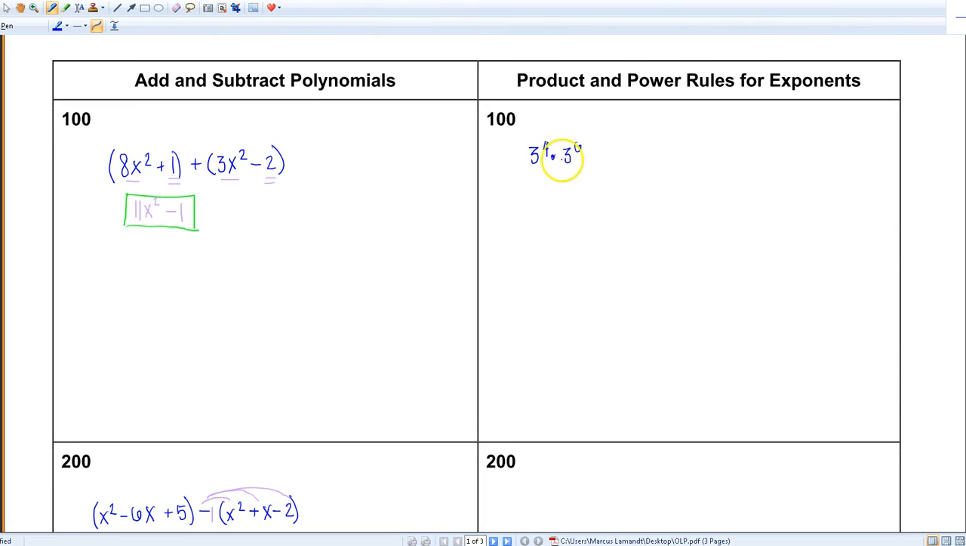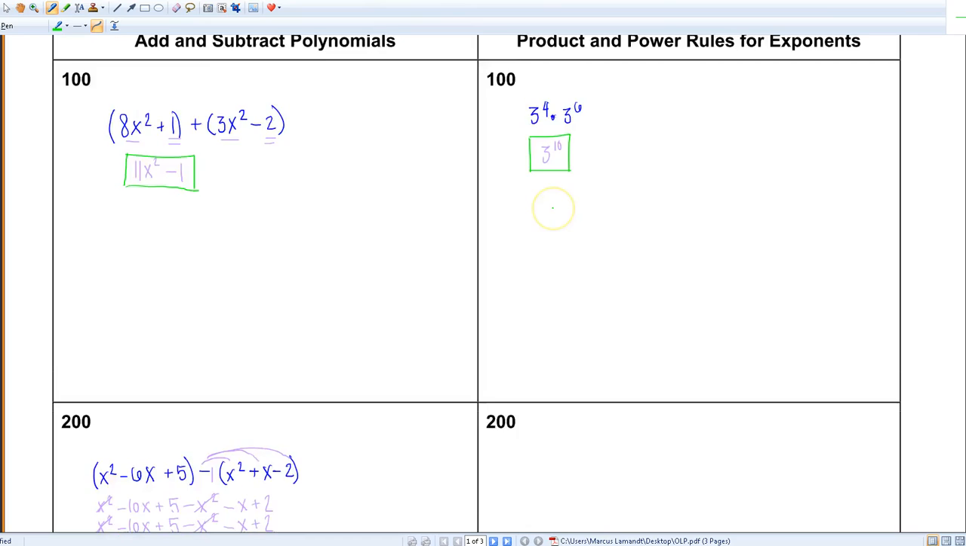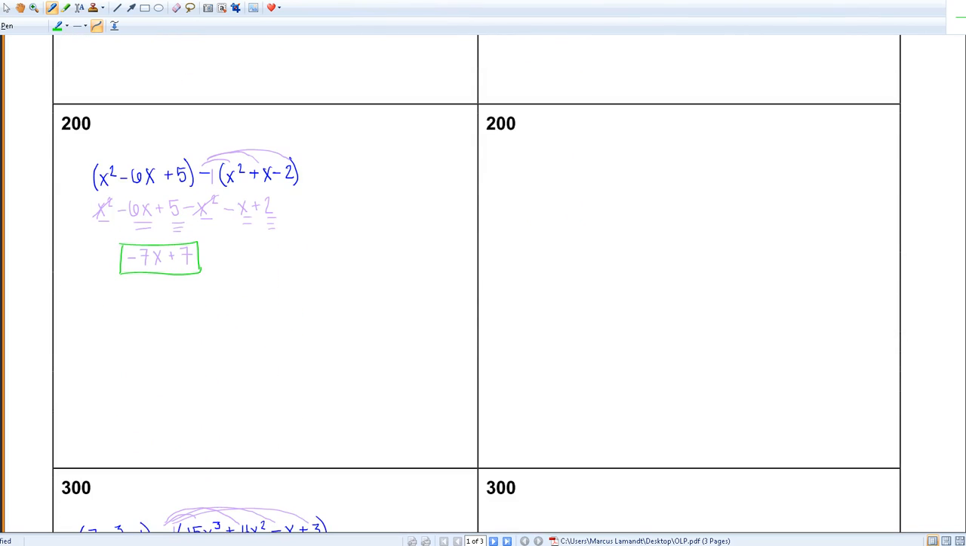3 to the 4th power times 3 to the 6th power. When you multiply exponents with the same base, you're going to add the powers. 4 plus 6 is 10, so this would be my answer. Alright, for 200.